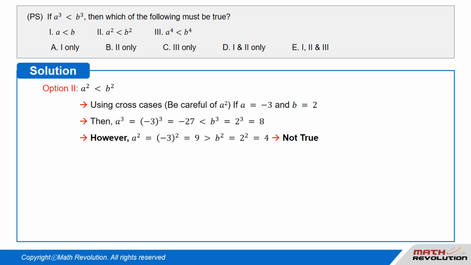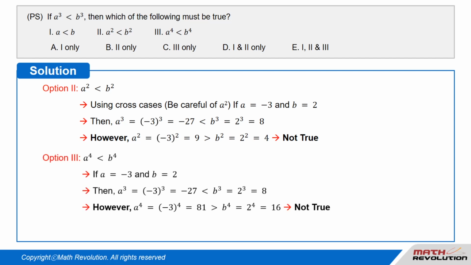Option 2. A squared is smaller than b squared. Using cross cases, be careful of a squared. If a is equal to -3 and b equals 2, then a cube equals -3 cube equals -27, which is smaller than b cube, which equals 2 cube, which equals 8. However, a squared equals -3 squared, which equals 9, which is greater than b squared, which equals 2 squared, which equals 4. Thus, it needs not be true. Negative numbers are considered in this case as well.